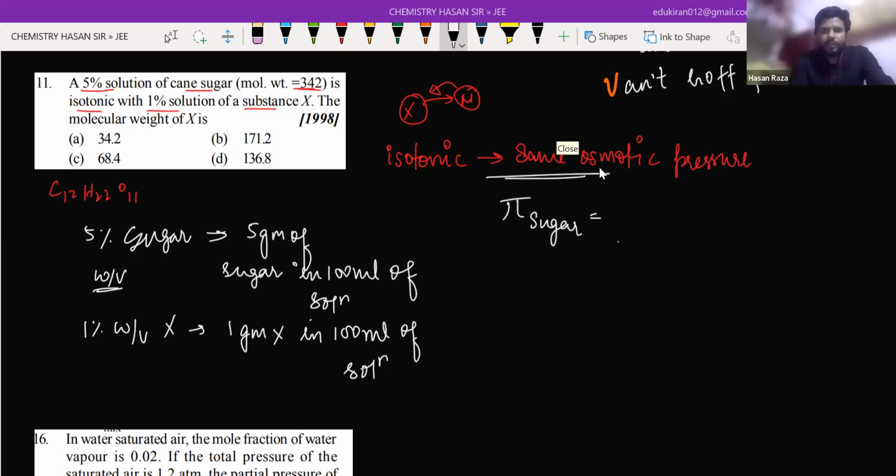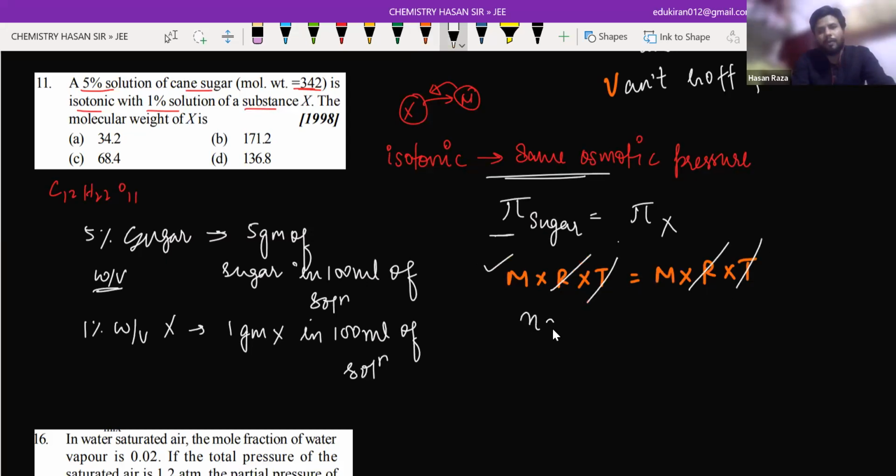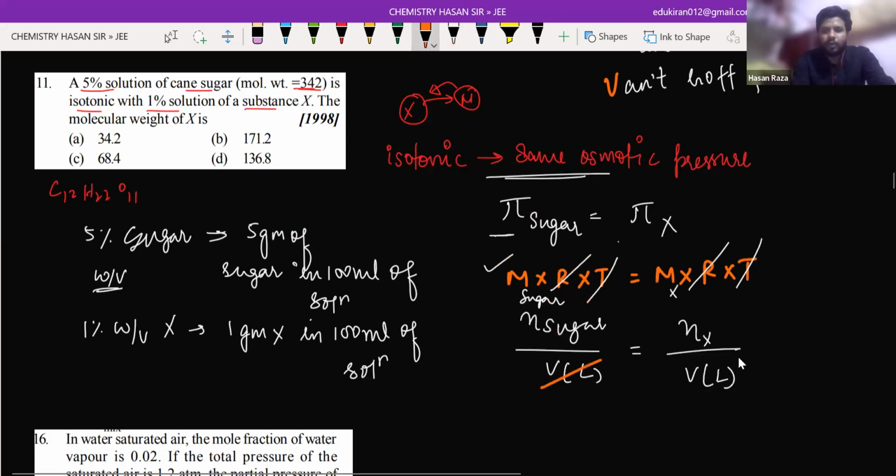You can see here, osmotic pressure of sugar is equal to osmotic pressure of X. Now, what is the formula of this osmotic pressure? Molarity into R into T, and here it will be molarity into R into T. R is constant, so R and R will be cancelled, T and T will also be cancelled. Molarity is equal to number of moles upon volume of solution in liter, for sugar and for X. The volume is also equal, so this will be cancelled.